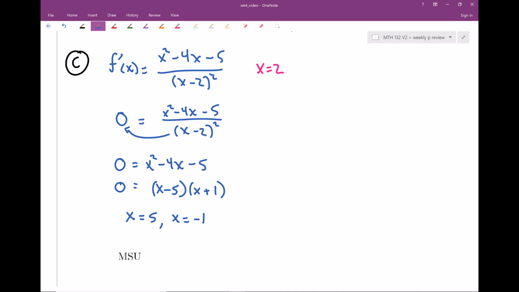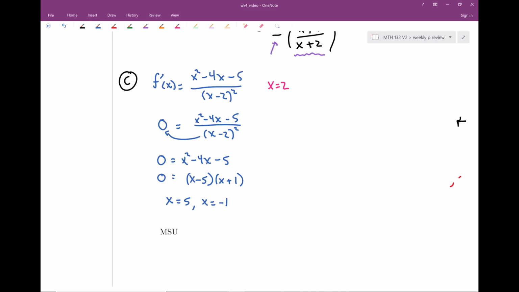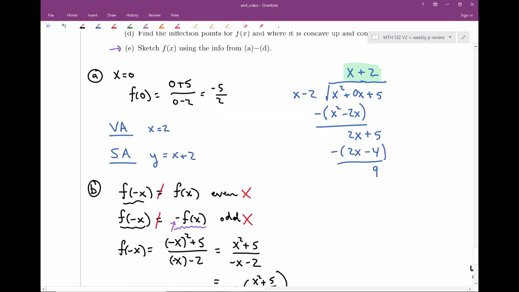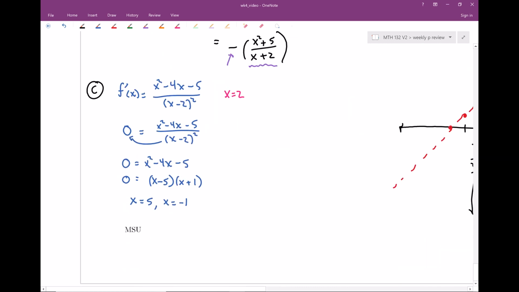Now, are they in the domain of the function? Well, again, the only place that's not in the domain of the function is at x equals 2. That's when you were dividing by 0. So yes, both x equals 5 and x equals negative 1 are in the domain of the function, so therefore these are going to be critical points. Well, they're critical values and they correspond to critical points. Okay, so we have a couple of critical points.